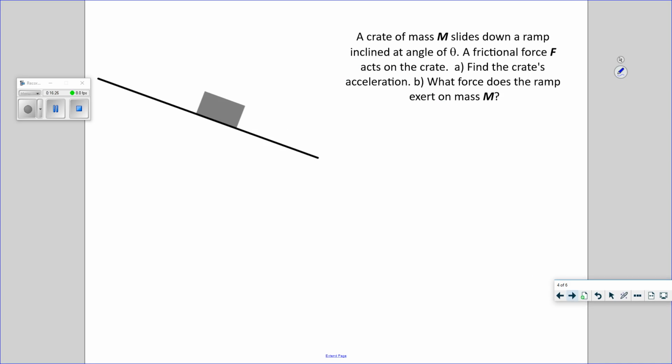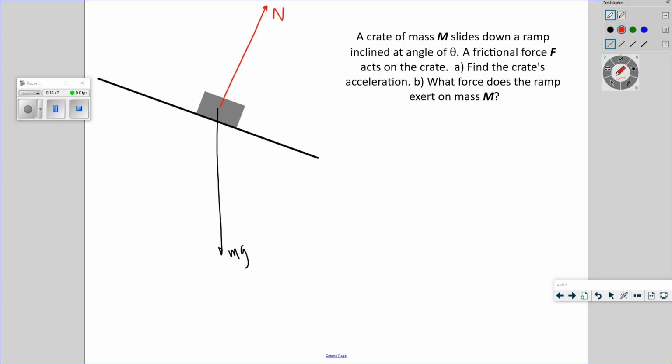Look at this, sliding down to the right. Slides down, there's a frictional force. What's the acceleration? Okay, so free body diagram. There's mg. There's a normal force. There's a friction force that we don't know how big it is. I'll draw it like that. Notice it's sliding down the ramp, hence the friction force points up the ramp.